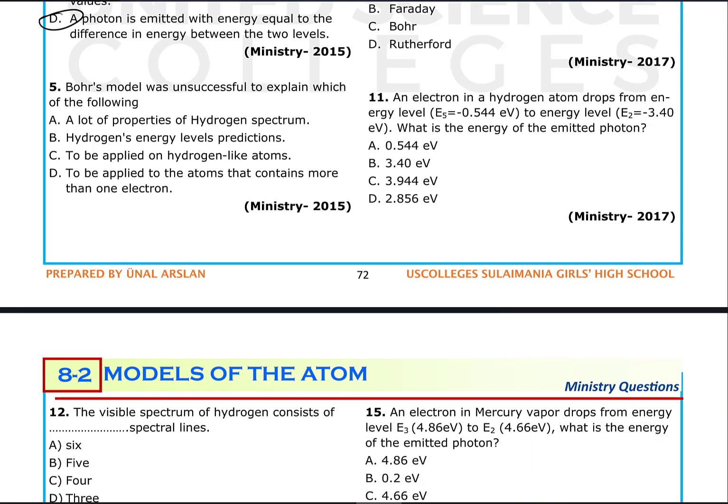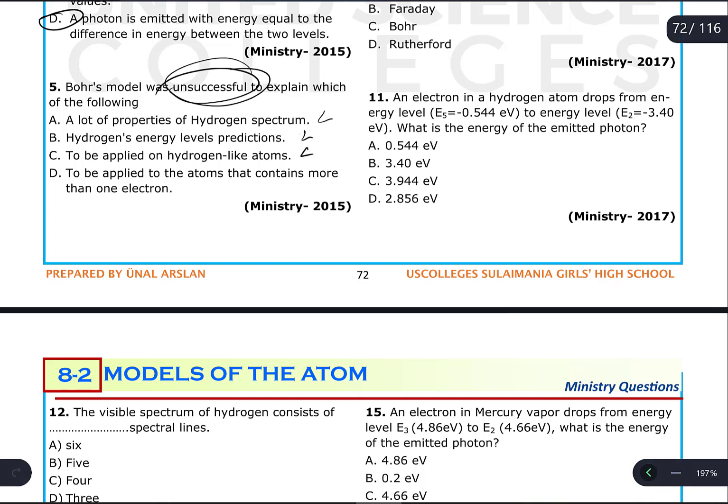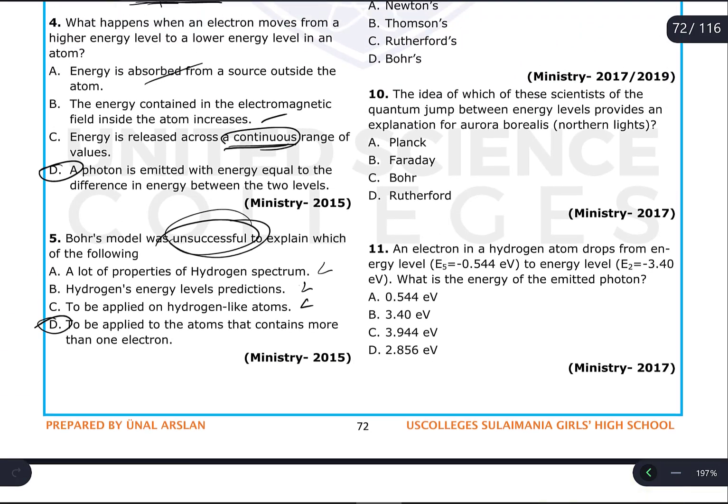Question number 5. Bohr's model was unsuccessful to explain which of the following? A lot of properties of the hydrogen spectrum. It's explained. The hydrogen-like atoms. Hydrogen energy level predictions. Yes, it's predicted. These two are not unsuccessful. Successful they are. To be applied to hydrogen-like atoms, correct. It applied to the hydrogen-like atoms. So all these three are correct, but we are looking for the unsuccessful one. To be applied to atoms that contain more than one electron. So this is the correct answer, because Bohr's model couldn't explain the behavior of atoms which have more than one electron.